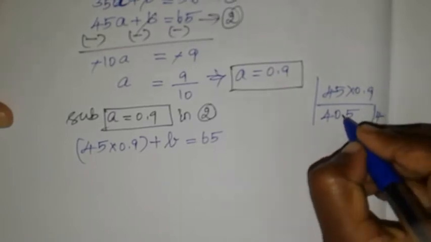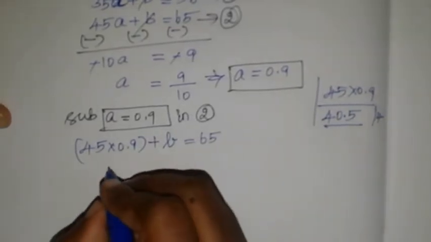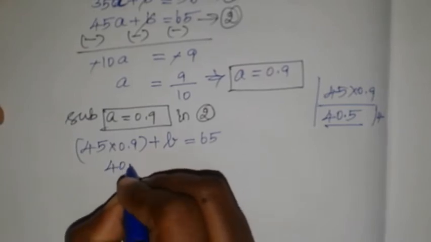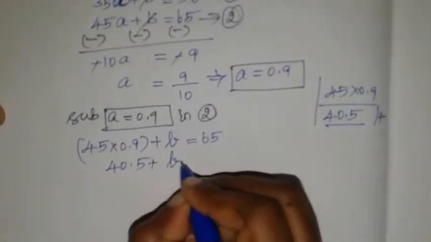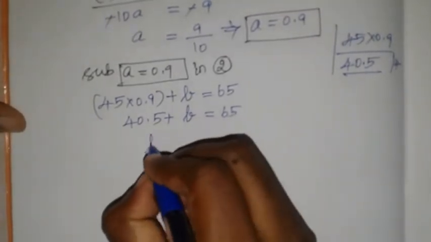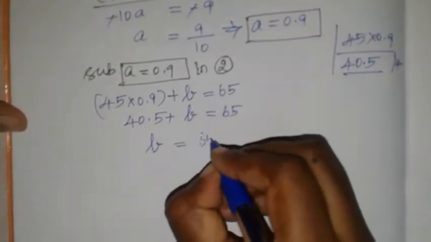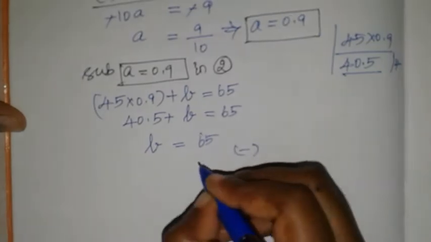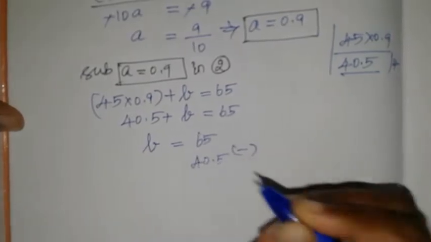So after one digit, introducing a decimal point. Therefore now 40.5 plus B is equal to 65. Then what is required? B value is only required. Therefore B is equal to 65 minus 40.5.